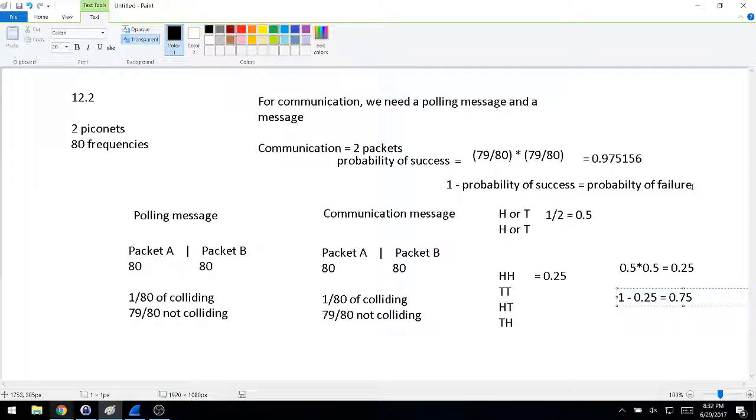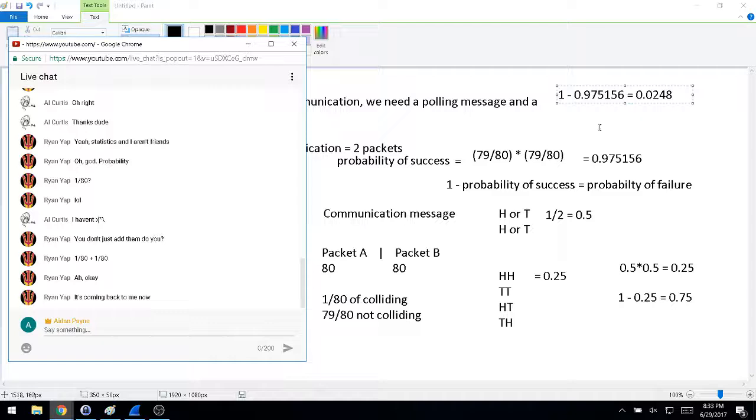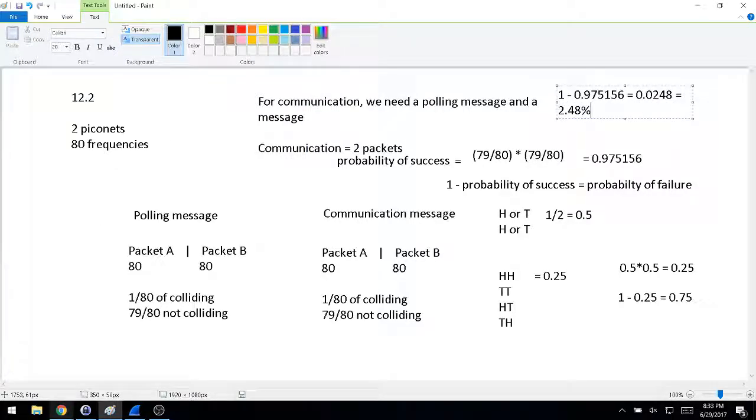We do 1 minus the second answer gives us our probability of failure, and I'm running out of space here. 1 minus 0.975156 equals our probability of failure, which is 0.0248. And so, in other words, our probability that the message fails is 2.48%. Let me write that out, 2.48%, or 0.0248. You can either write it in percent or decimal, it doesn't really matter.